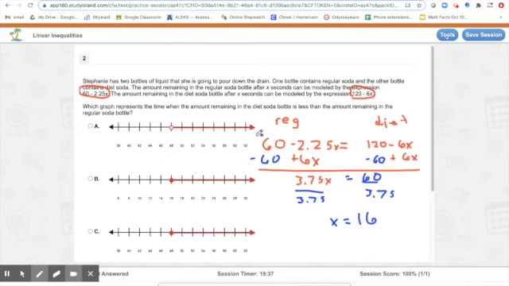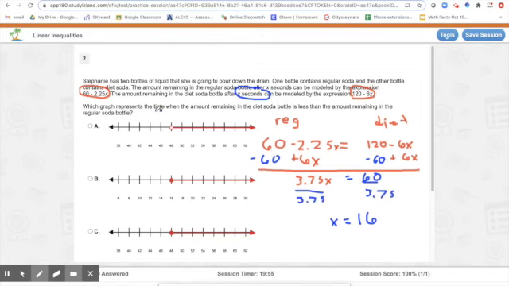All right, so what does this mean? x, remember, is the number of seconds. So this means at 16 seconds, both of these bottles are going to have the same amount of liquid inside of them. So now let's look at the question.